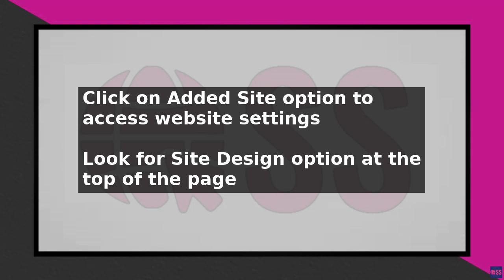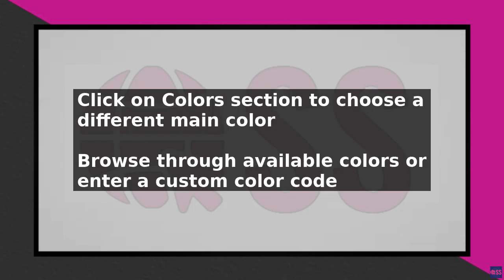Look for the Added Site option and click on it. This will take you to a new page where you can see your website's homepage, as well as settings and options to add sections. To access color options, click on Site Design at the top. Then select Colors from the available choices, which also include headlines, logos, fonts, and buttons.